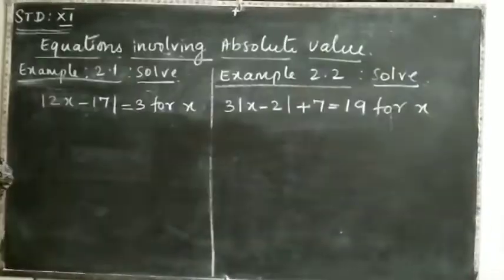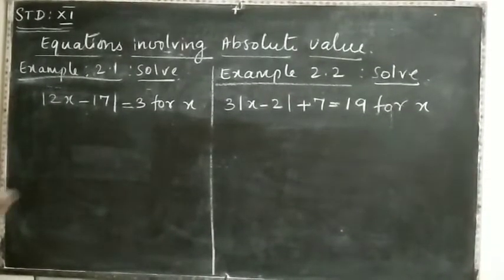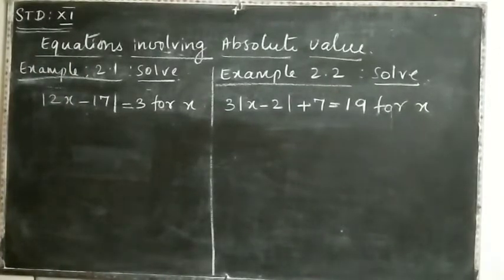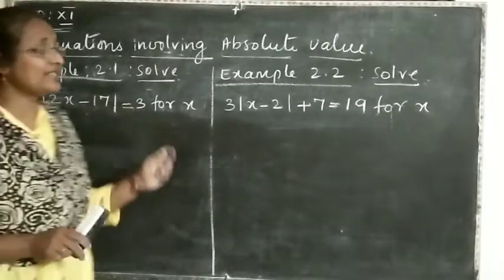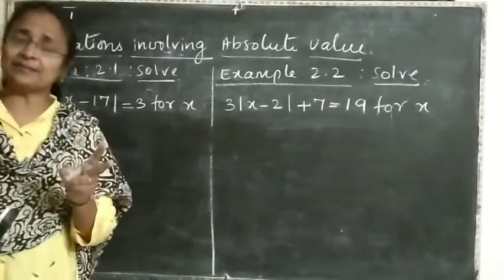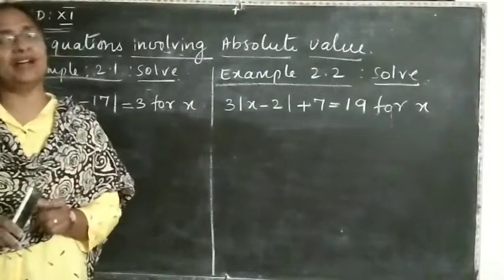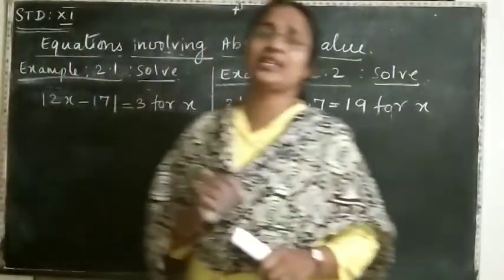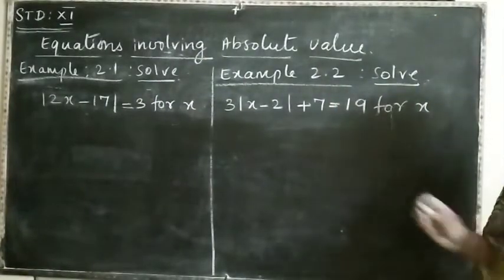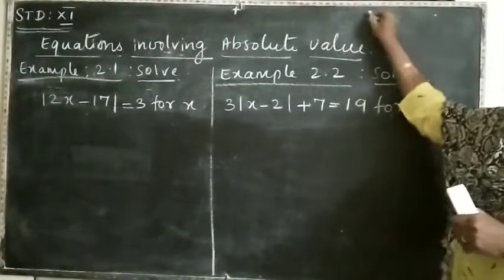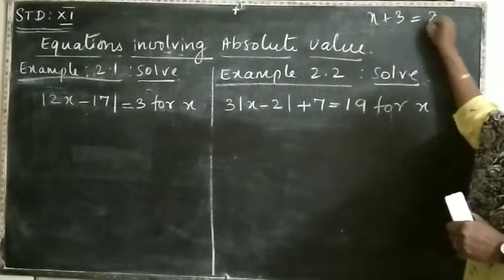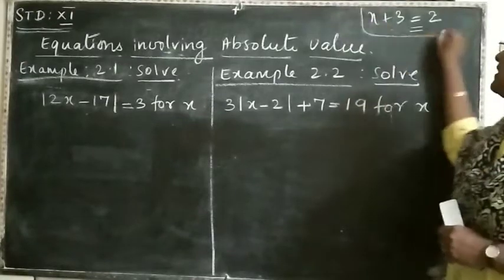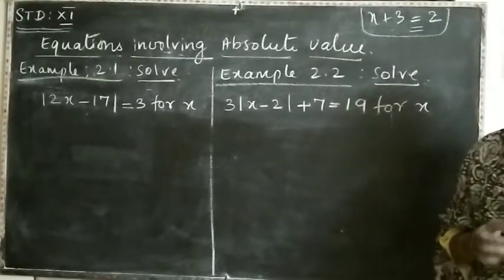Okay students, now let's discuss equations involving absolute value. Here you have to concentrate more. We have two types of solving absolute values. The first one is equations. You know what is meant by an equation. It is an equation if an algebraic expression, x plus 3 is equal to 2, has an equal to sign. Is it clear for you?